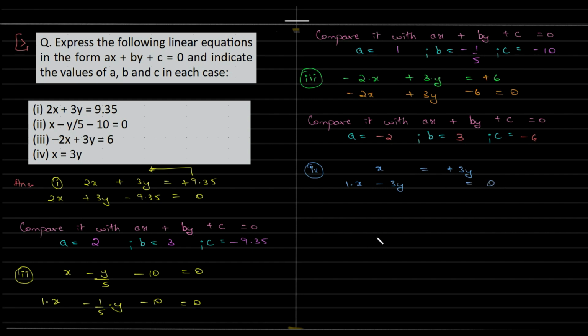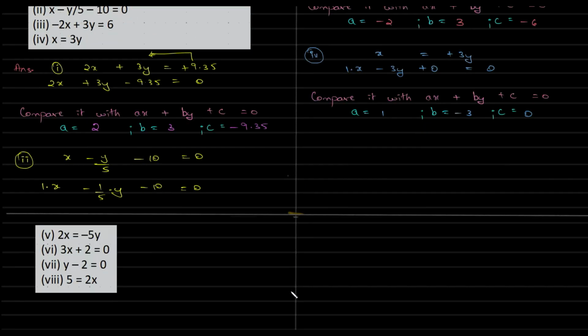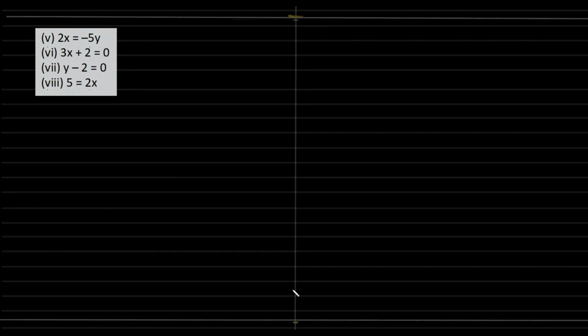But where is c over here? Well, c is hidden in the form of plus 0, because plus 0 with anything is the same thing itself. 2 plus 0 is 2. So with that logic, now compare and tell what is A, B and C. Yes, A is 1, B is minus 3 and C is 0. Okay. So there are 4 more questions. So please pause and try it.